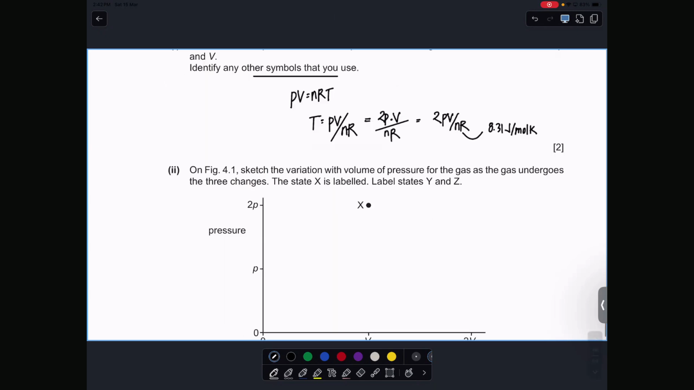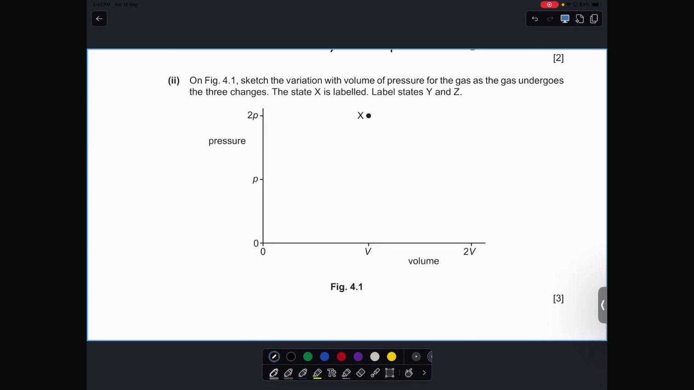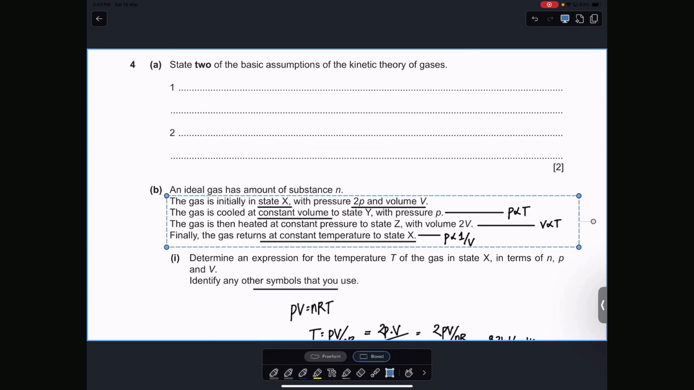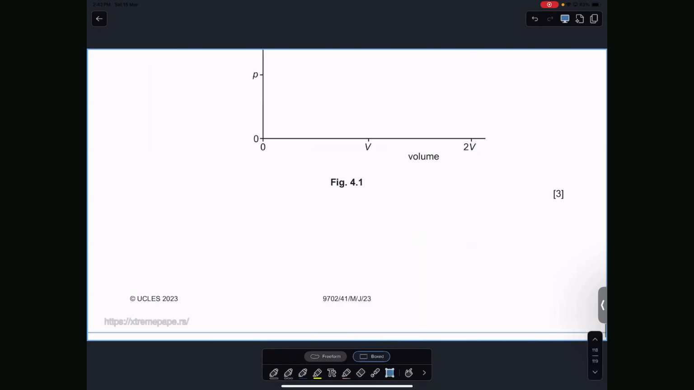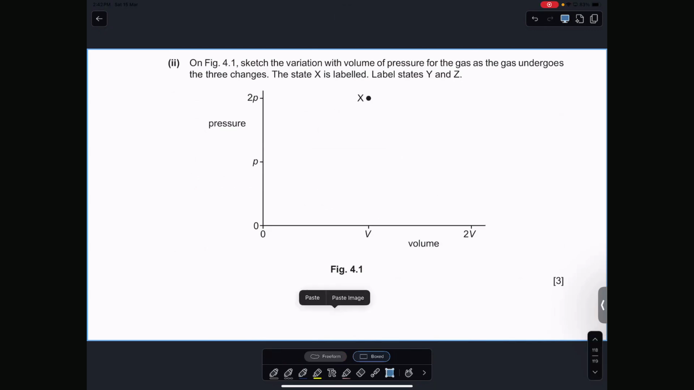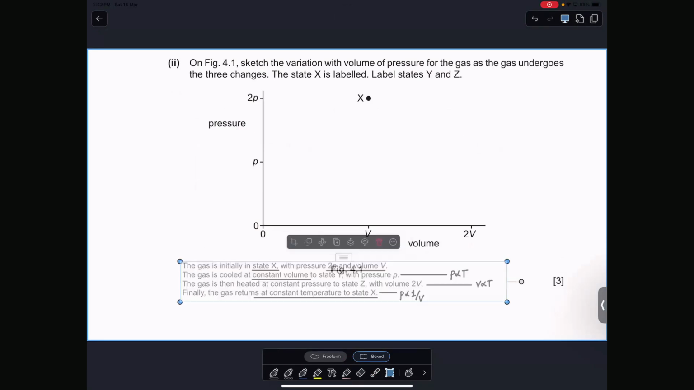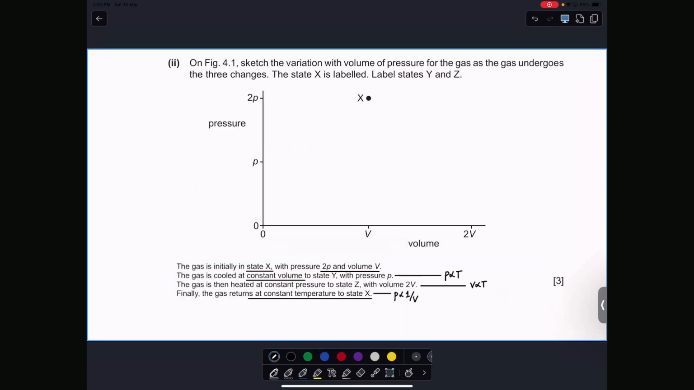Okay, anyways, on figure 4.1, sketch the variation in the volume and pressure of the gas as the gas undergoes three changes. So what we will basically do is label these things on the graph. So let's have it. It says X is this position here, X is initially here with 2p pressure and volume V. Okay, so that checks out.